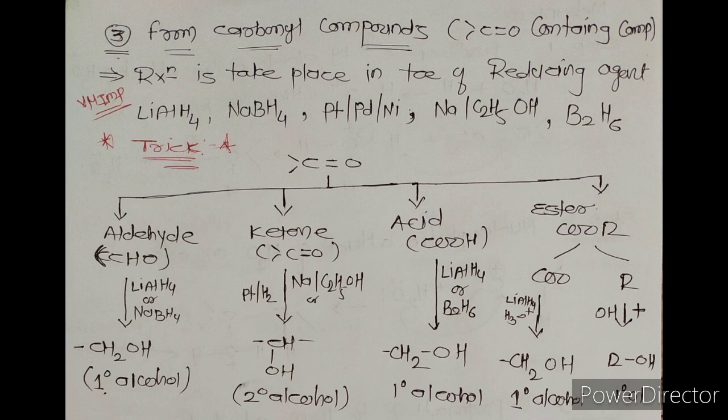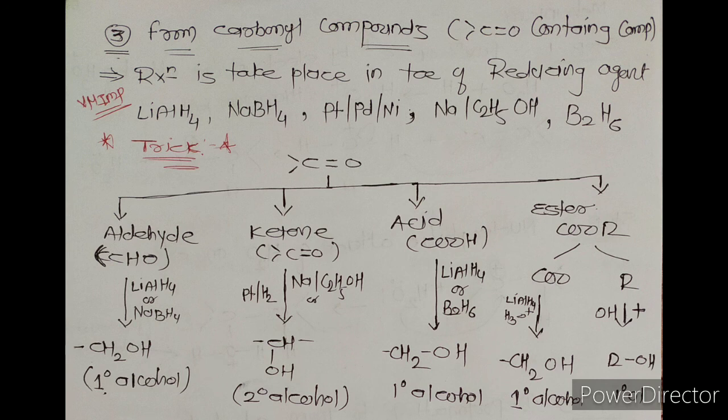If you are talking about a ketone, it contains C=O, so instead of C=O we have to put CHOH. Here the ketone is converted into a secondary alcohol. If we are talking about an acid, RCOOH, the acid is converted into a primary alcohol. Here, instead of COOH we just write CH2OH, which means an acid is also converted into a primary alcohol.